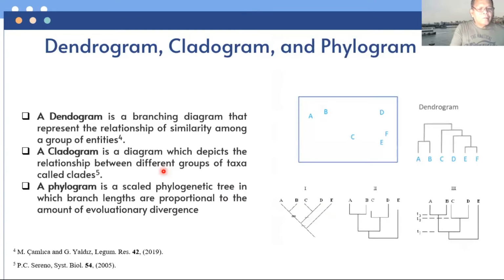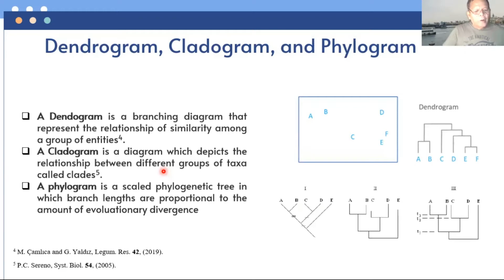Commonly, there are several types of diagram on a phylogenetic tree. A dendrogram is a branching diagram that represents the relationship of a similarity among a group of entities. The dendrogram is most commonly created as an output from hierarchical clustering. The main use of dendrogram is to work out the best way to allocate objects to a cluster.